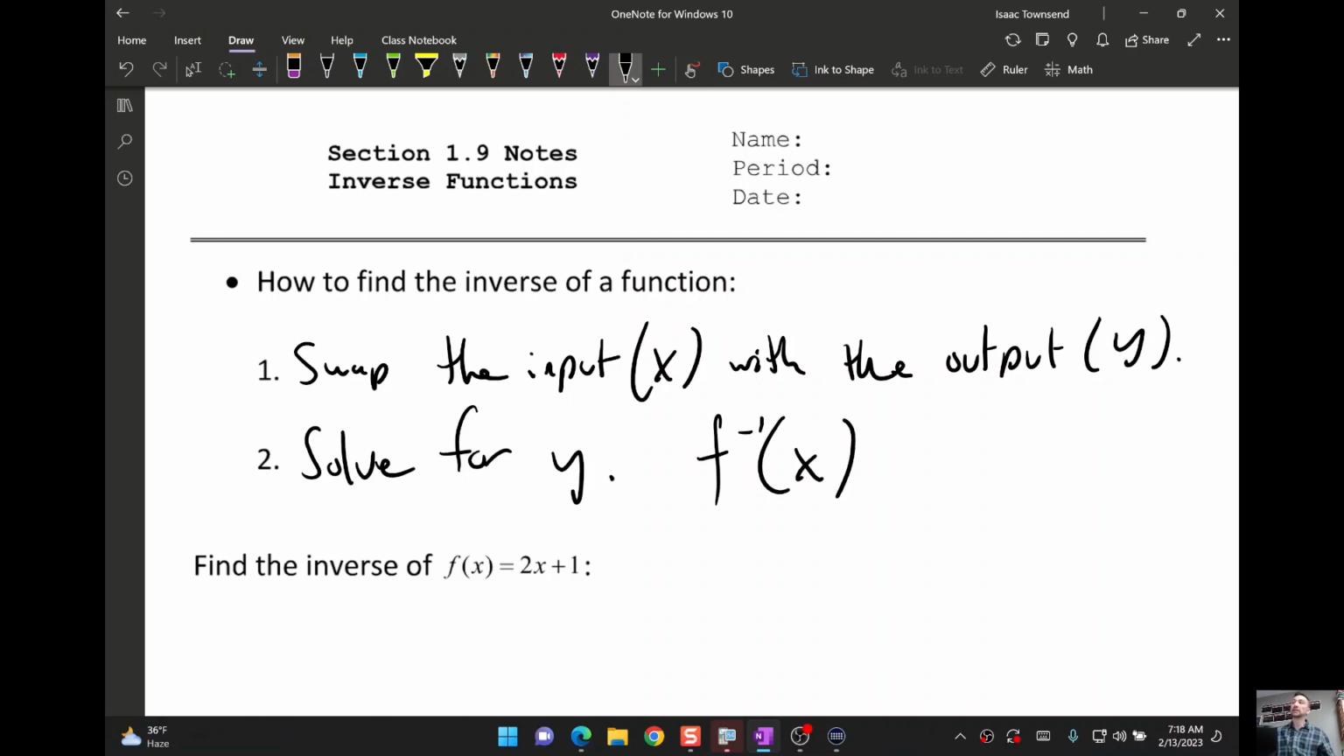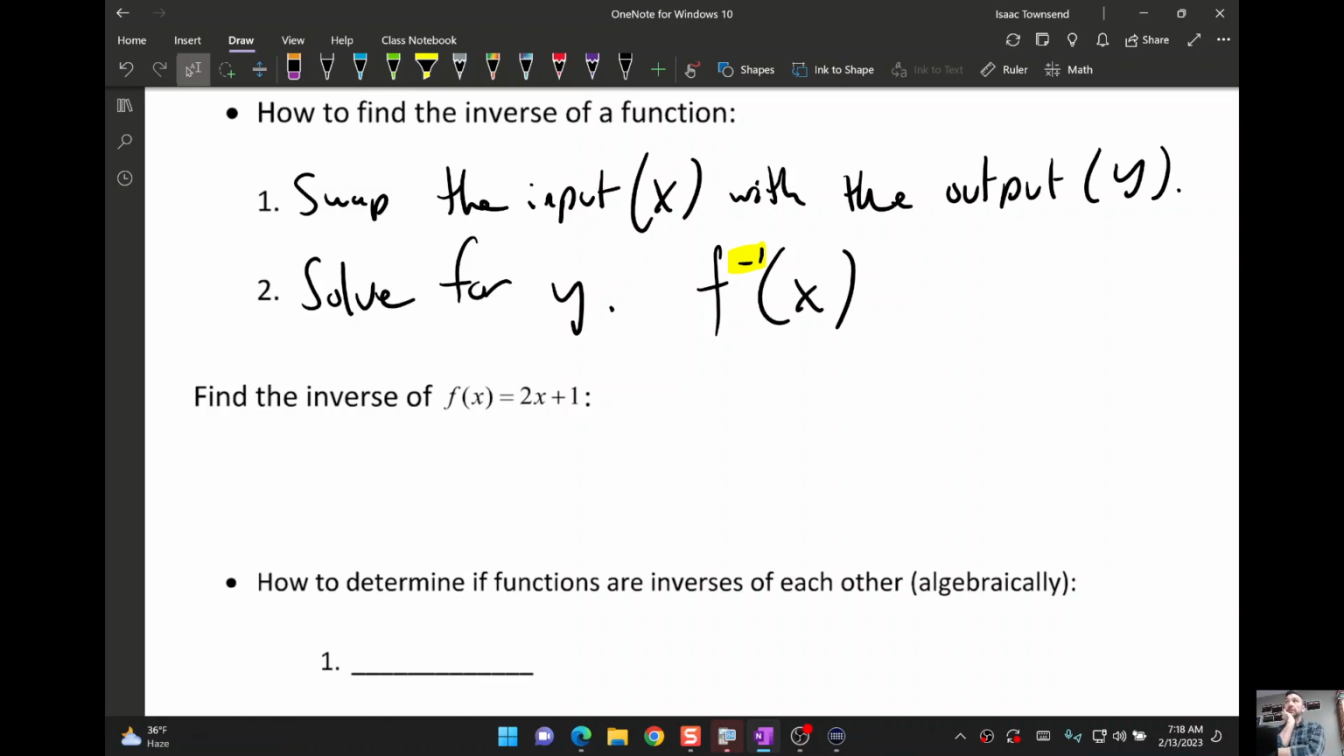And then we'll label it with this notation. So the function would just be f of x. If you put this little symbol there that looks like a -1 exponent, that means inverse. It's not really a -1 exponent, but that's the way it's written.